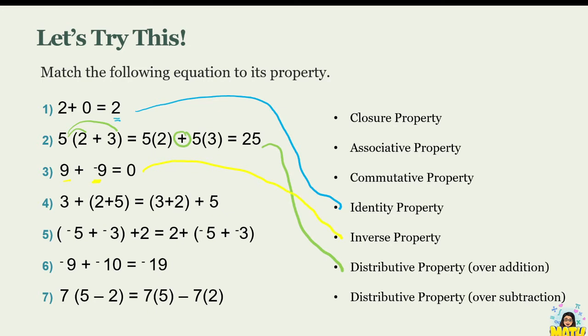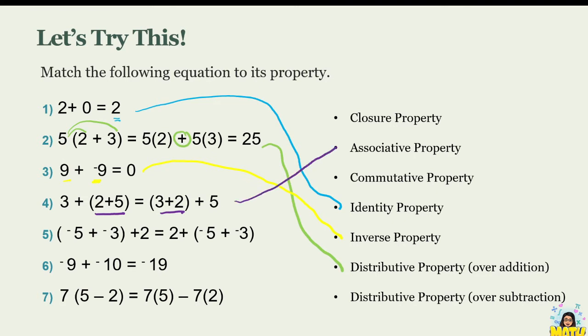Number 4, 3 plus the quantity 2 plus 5 is equal to the quantity 3 plus 2 plus 5. Dito, grino po muna yung 2 plus 5 bago i-add sa 3, pero sa kabila naman, iba yung groupings before i-add sa 5. Since we're dealing with the groupings, that is associative property.